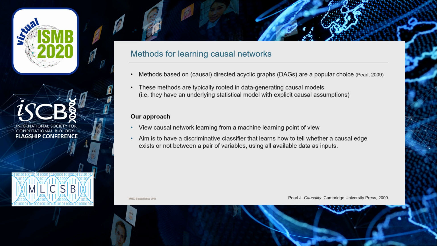So different methods have been proposed for learning causal networks, and the common approach is to use methods based on causal directed acyclic graphs. These approaches have a formal underlying statistical model with explicit causal assumptions, and these are typically very strong assumptions. Here we take an alternative approach and view causal network learning as a machine learning task. So we want a discriminative classifier that can tell whether a causal edge exists or not between a pair of variables. And the classifier takes all available data that we have as input.